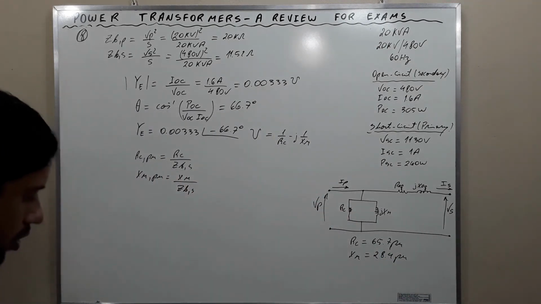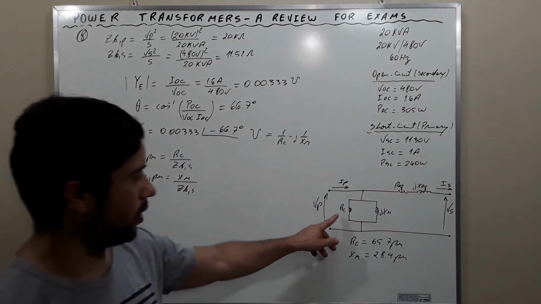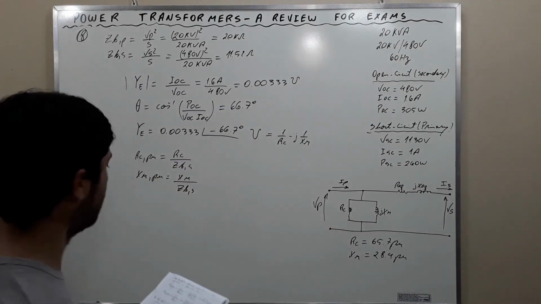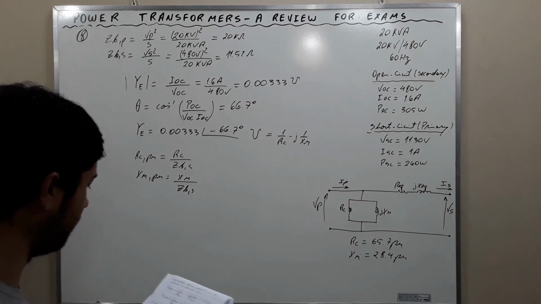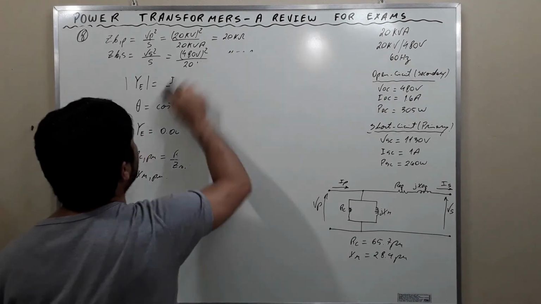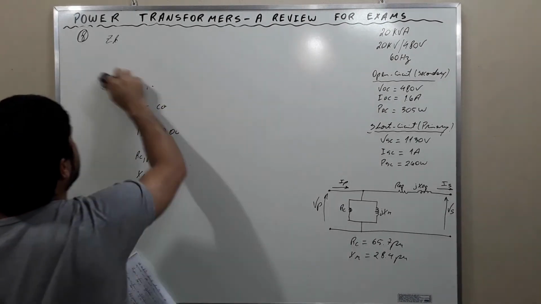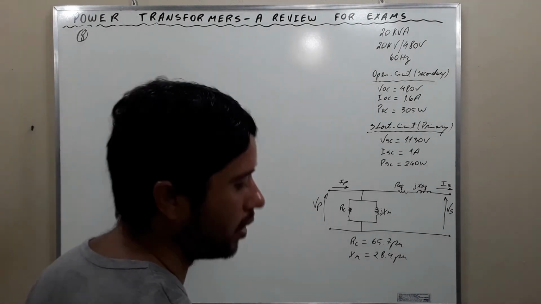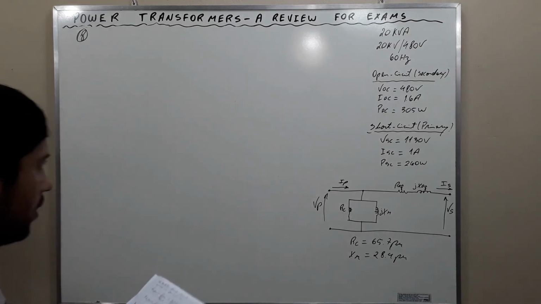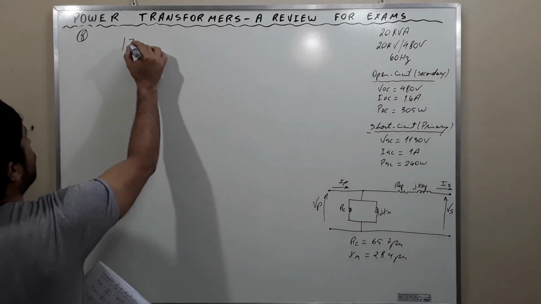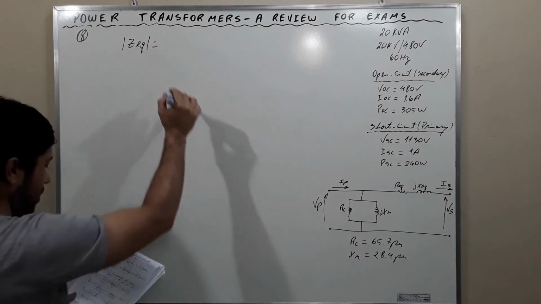28.4 per unit. Okay, we have already calculated this and this. We are going to calculate now the series impedance. And to calculate the series impedance, we use the short circuit test, which was carried out at the primary side. The short circuit test provides the series impedance referred to the primary side.